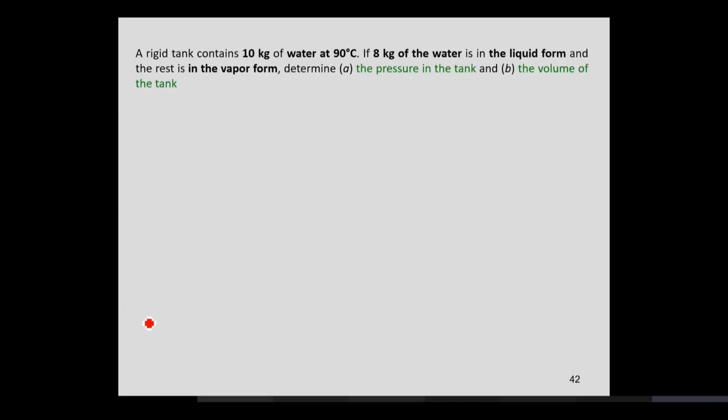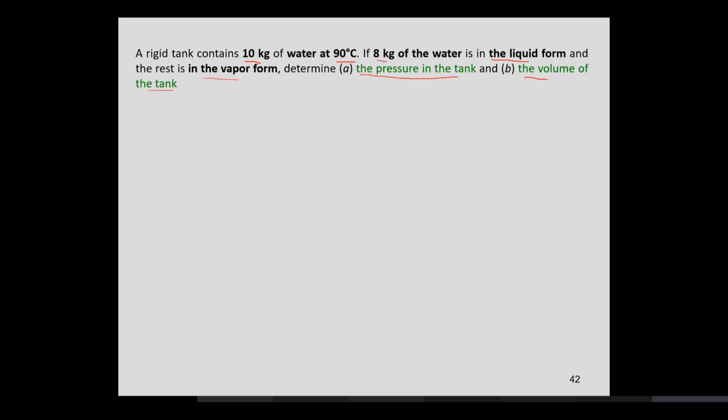This is the example which says that a rigid tank contains 10 kg of water at 90 degrees centigrade. It further says that if 8 kg of the water is in liquid form and the rest is in vapor form, you have to determine number one, the pressure in the tank, and number two, the volume of the tank. Is the example clear? Yes, sir. All right. So how would we start solving this problem?